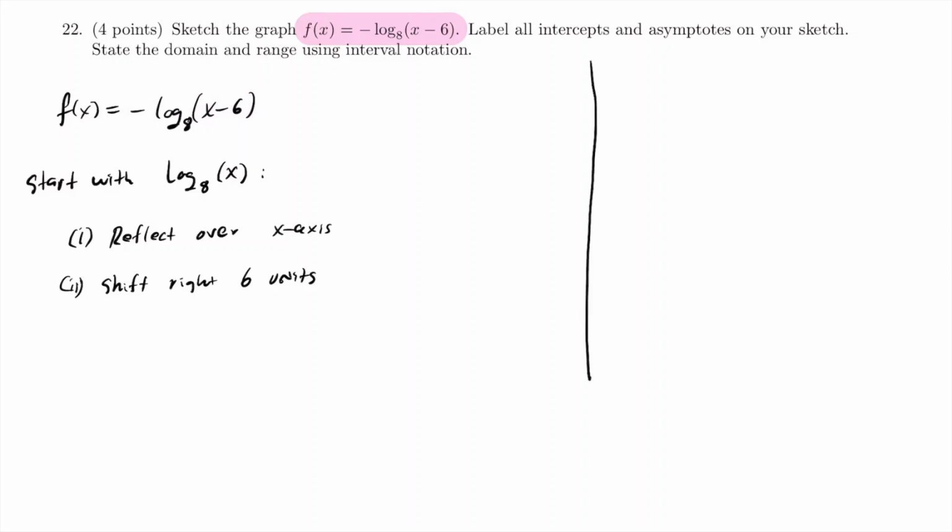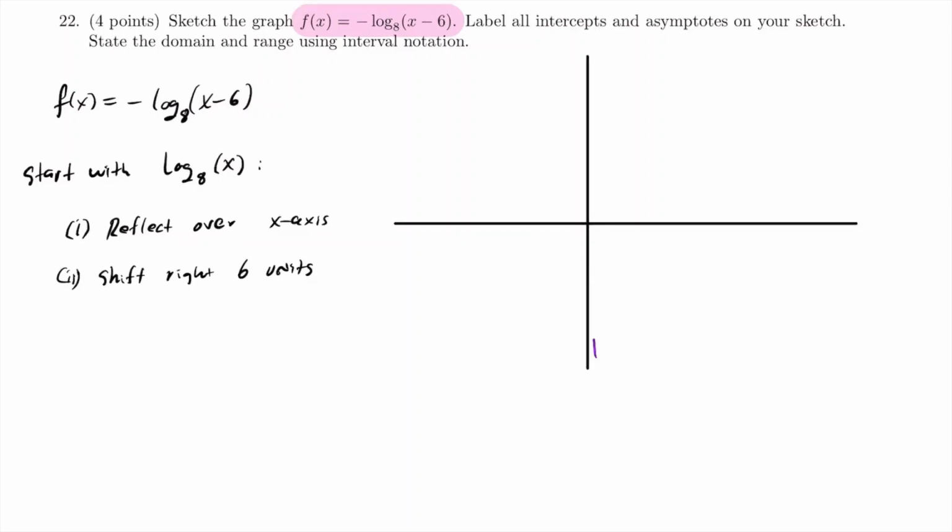So let's go ahead and start sketching our XY plane. A logarithm of any base, we know it looks like this. So that's the logarithm. Let's call it base 8 of x. And it has x equals 0 as the vertical asymptote. And this point right here is 1, 0. Now let's reflect about the x-axis. When you reflect this about the x-axis, your graph would look something like this. That's the reflection. And then when you shift right 6 units, you're also shifting the asymptote. So the asymptote, you add 6 units to the right.